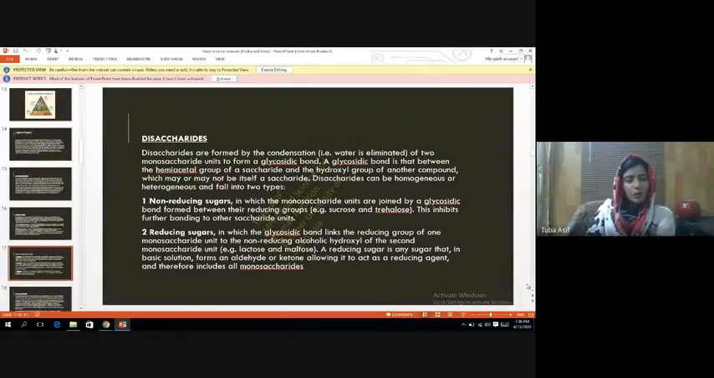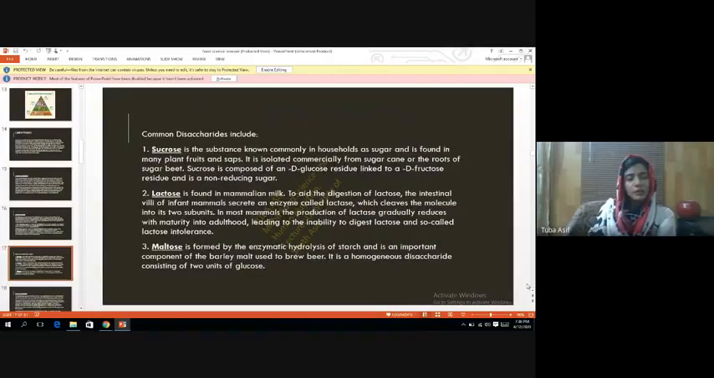Common disaccharides include sucrose, lactose, and maltose. These are the most common ones. Common monosaccharides may include glucose, fructose, galactose, and mannose. First we will be discussing sucrose.